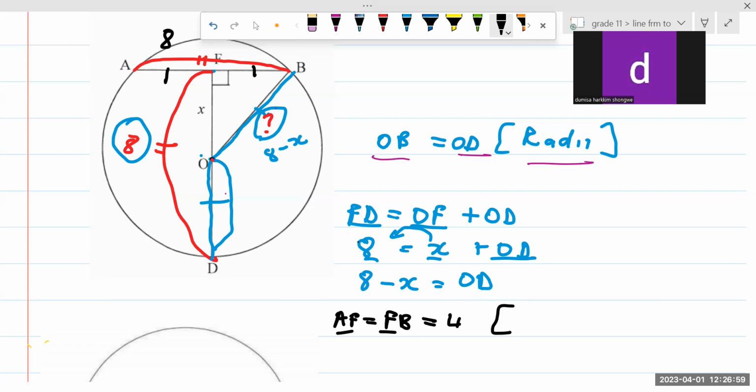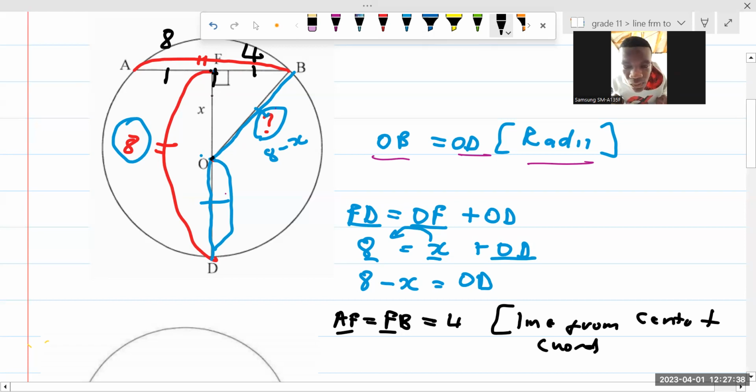Why am I saying these two things are equal, by the way? In fact, we should have started there. It's a line from the center, with 90 degrees here, so it's a line from the center perpendicular to a chord. So you have a line from center perpendicular to chord. In other words, you know this one is 4 here.